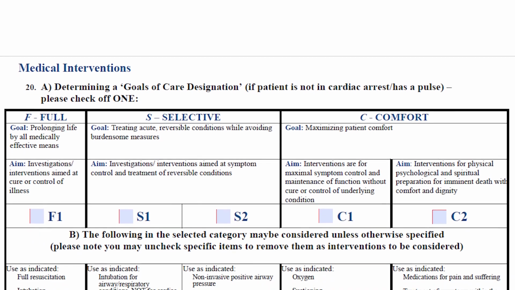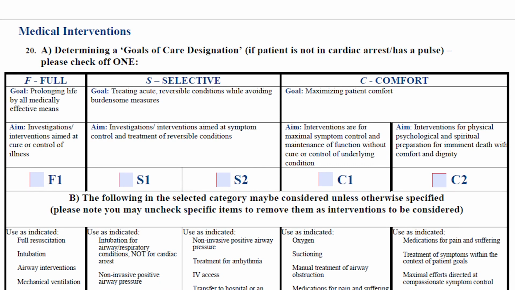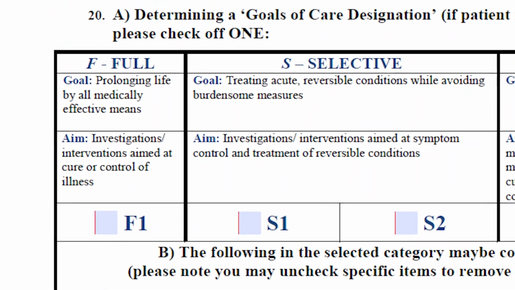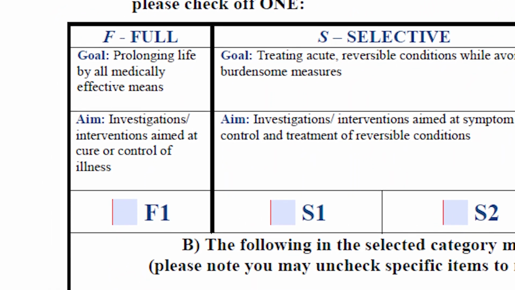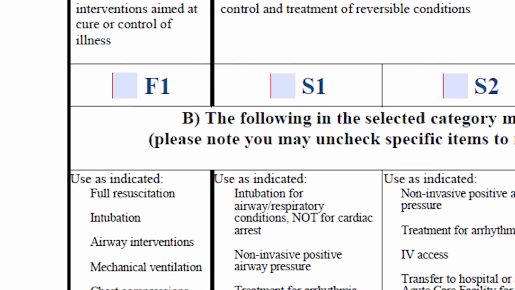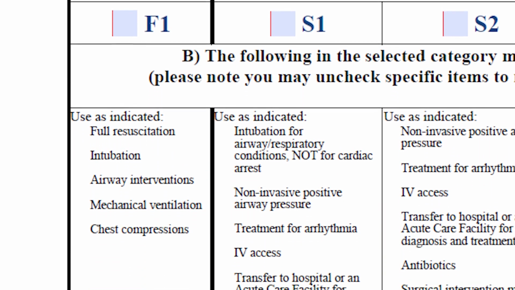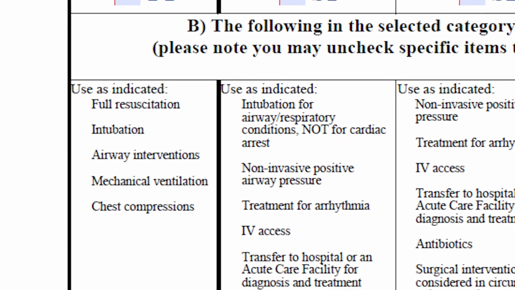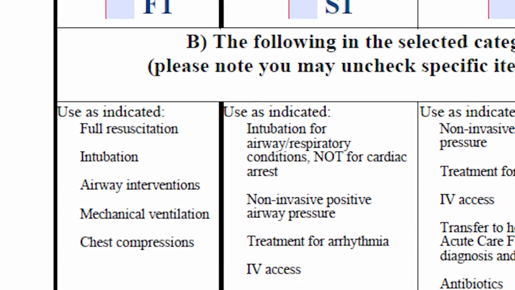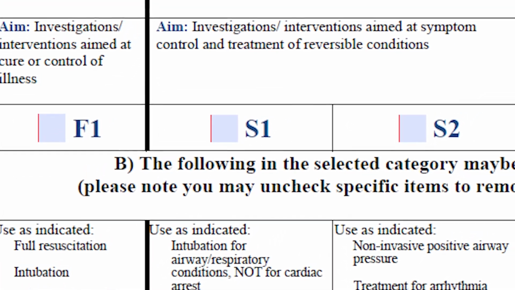This section describes goals of care. You can only select one category. Full, or F1, aims to control or cure the illness and prolong life by all medically effective means. EHS would use all tools available for full resuscitation. For example, intubation, intravenous medication, cardioversion, and usual transport to hospital.